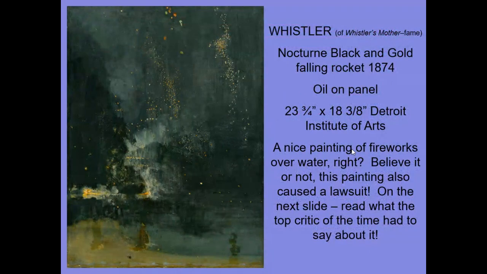This is a painting that you wouldn't think would have caused a controversy. It's a painting of fireworks reflected over water. It's by Abbott McNeill Whistler, the artist who painted Whistler's mother. He actually got into a court case over this painting because a critic who could make or break his career wrote a scathing review of this painting. It was absolutely insulting. So Whistler sued him for libel, which is basically slander in written form. Libel would be intentionally trying to destroy someone's career through writing.